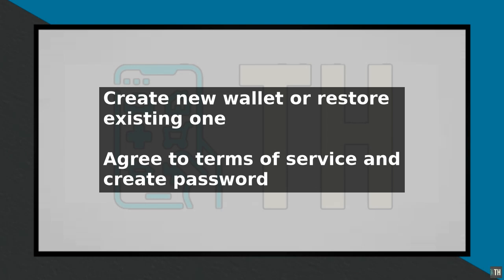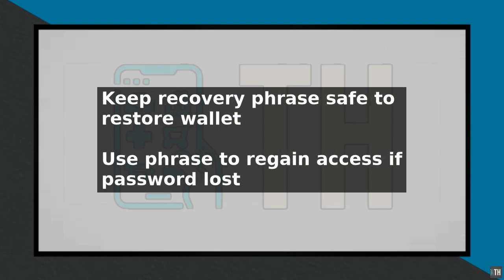If you are creating a new wallet, you will need to agree to the terms of service and create a password. After creating your password, you will be given a recovery phrase, which is used to restore your wallet in case you lose access to it. It is very important to keep this phrase safe and secure, as anyone with access to it will have control over your wallet. After setting up your wallet, you will be able to see your account balance and transaction history.